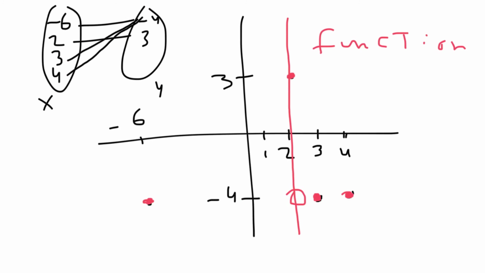Okay, I'm just going to erase this. We don't have this anyway. But if you have 2 points on the same vertical line, then it will not be a function. Is the condition clear?